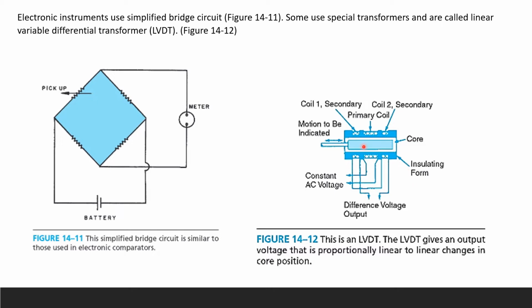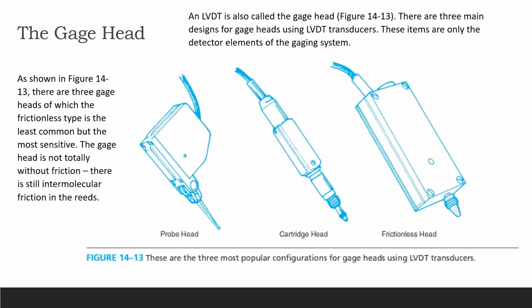When you take a look at it, you have your primary coil. Coil 1 is your secondary, and coil 2 is also your secondary. Then you have your core inside, and the motion to be indicated is here. And you have your insulating foam. Then we have a constant AC voltage, and we have a difference voltage output. It's right there. You don't have to go into detail. All you have to know is that electronic instruments use a bridge circuit, and they use the transformers.